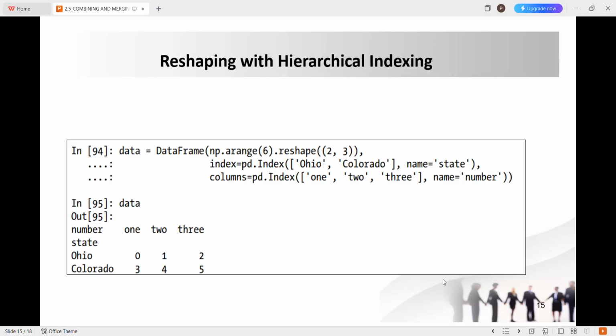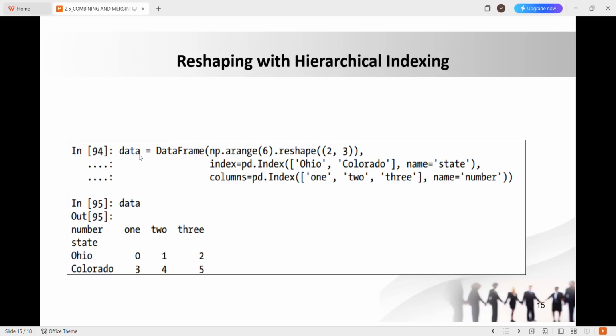So stack always converts the columns to rows. Now we will move on to the next topic, reshaping with hierarchical indexing. Initially we have seen the stack command. Now we want to work with indexing: how we are going to rearrange any data which is given to us for our own application.